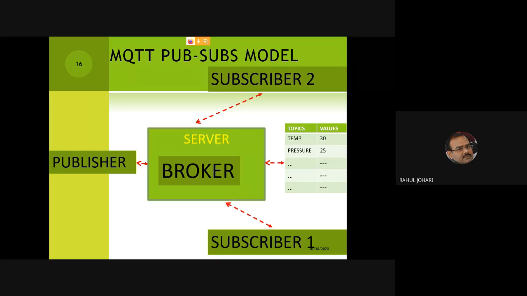Now, one of the best ways to understand the working of the pub/sub model is to look at the working of the property dealer in your colony or in your city.